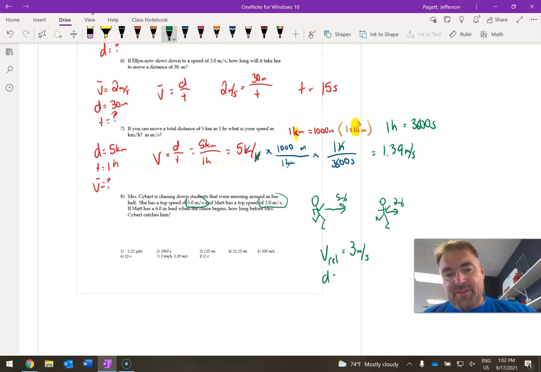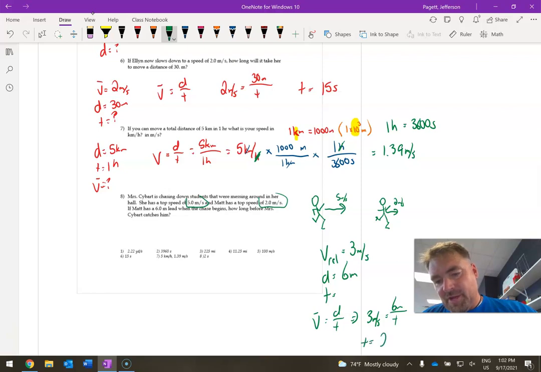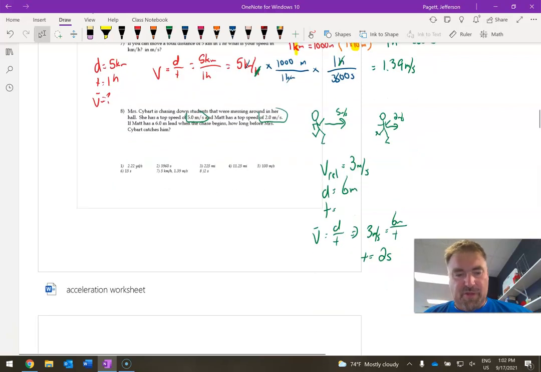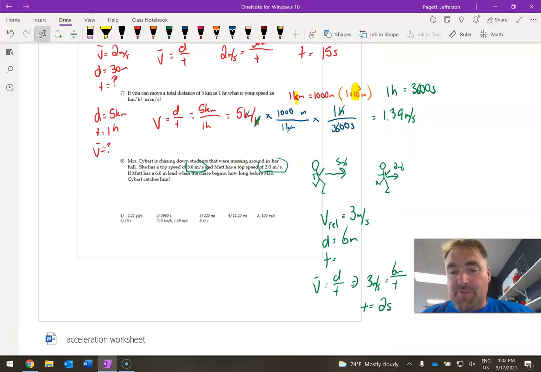And the distance is 6 meters, and I can solve for time. So on this one, 3 meters per second in, I can use my equation. V average is equal to d over t. And so we've got my 3 meters per second is equal to 6 meters over t. So t is going to end up becoming 2 seconds after I cross multiply. And I'm going to stop there for the end of the first one.